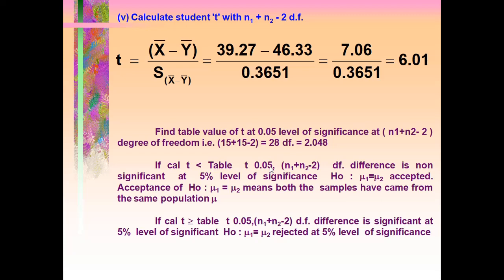The ratio comes out to be 6.01. Now here in case of Z test we have the direct value 1.96. Here you have to refer the t table. For that you require the degrees of freedom, that is n1 plus n2 minus 2, that is 15 plus 15 minus 2, that is 28 degrees. The tabular value is 2.048.